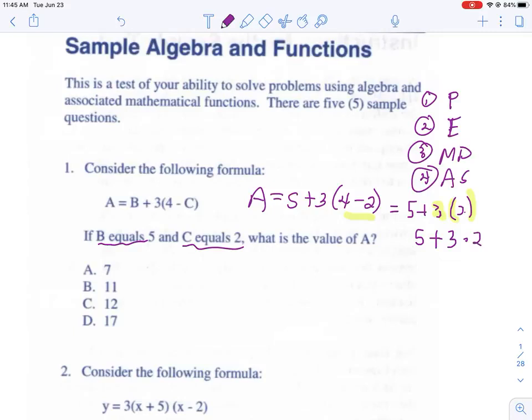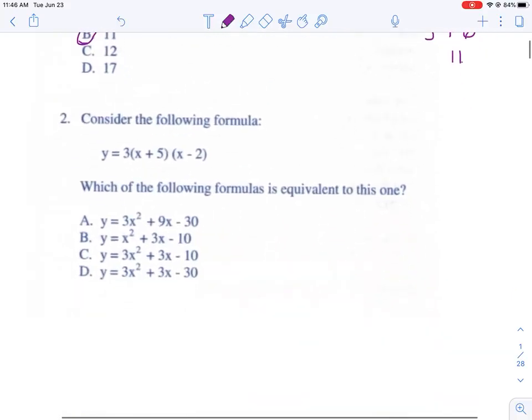Okay, so now if we see what's left in our problem, the parentheses are gone, there are no exponents. The next thing that needs to be done is multiplication or division from left to right. So that means this comes next. So it's going to be 5 plus 6 or 11. So our answer is B. So there's problem number 1. Let's take a look at problem number 2.